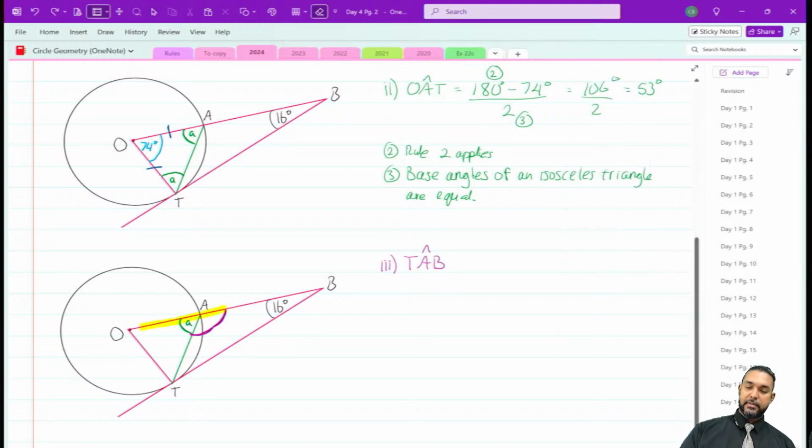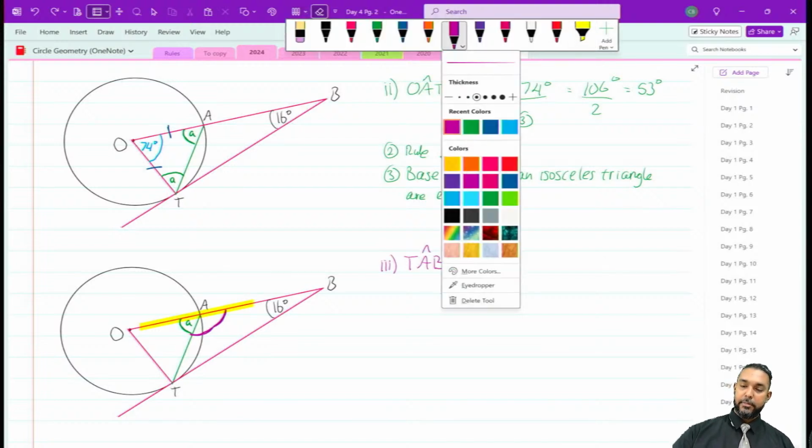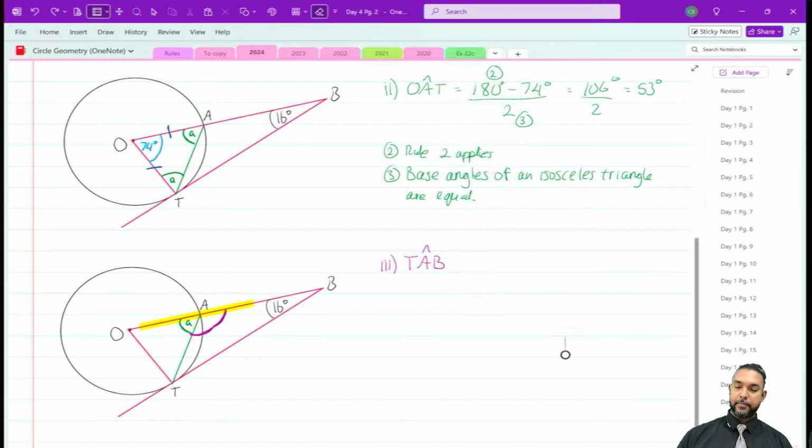What kind of line is this? And what's the angle on a straight line? So if we have 53 here, could we not just subtract that from 180 and find TAB? Right. But it's still good to know different ways to work it, yeah? So TAB would simply be equal to 180 minus 53, which is equal to 127 degrees.